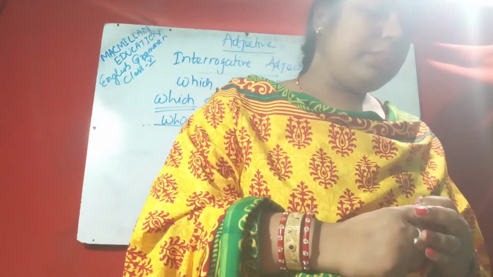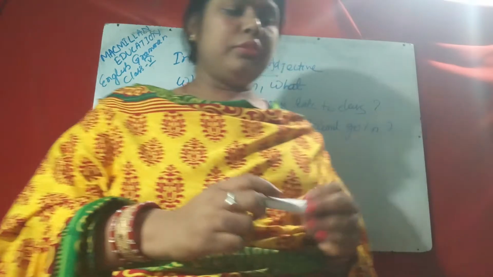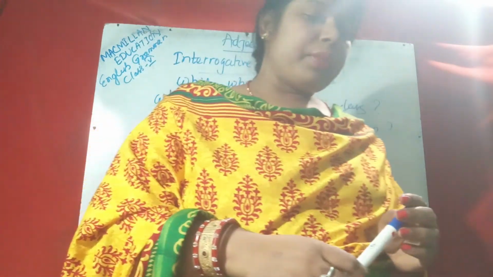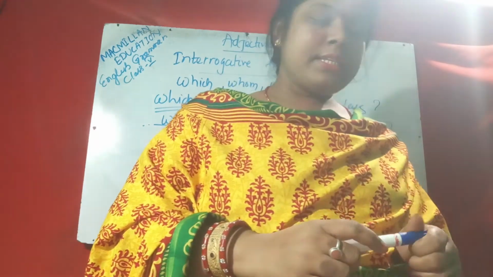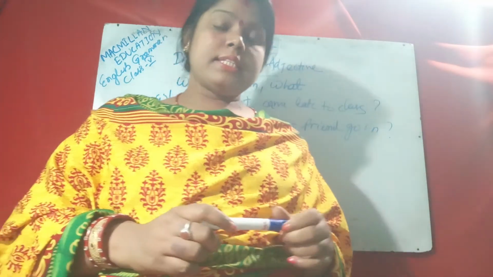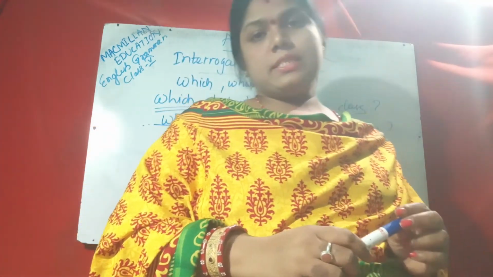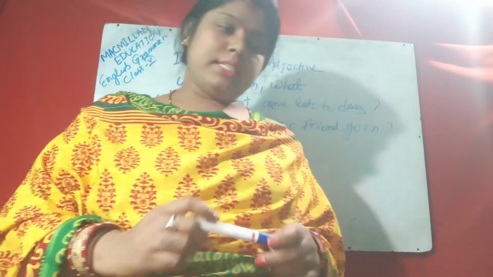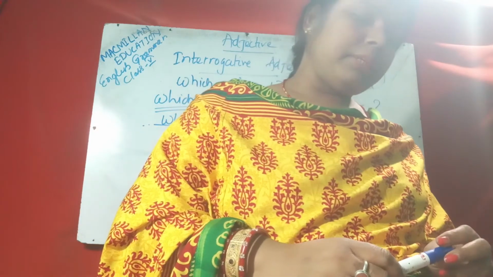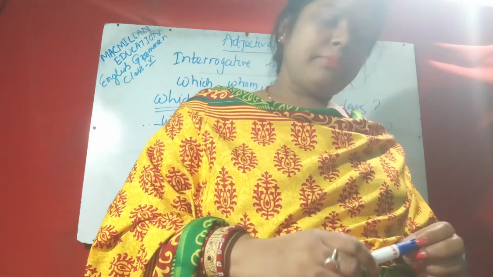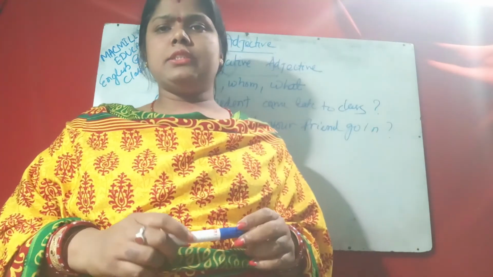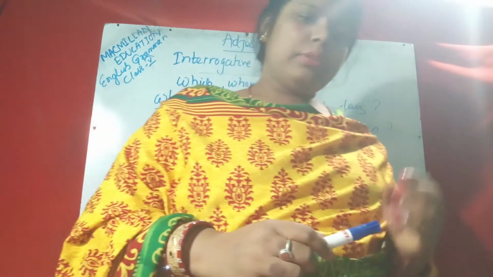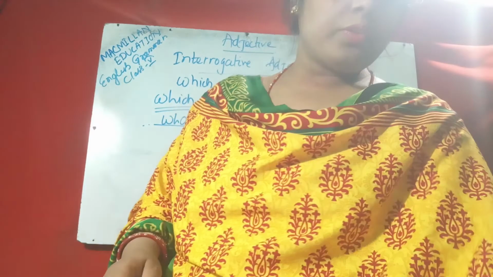Then by adding ful: use, useful; help, helpful; faith, faithful. Then less: help, helpless; use, useless; home, homeless. By adding less also we can form adjectives. Then there are so many adjectives by themselves: big, important, pretty, rich, beautiful, interesting. These are also adjectives of quality. Okay.